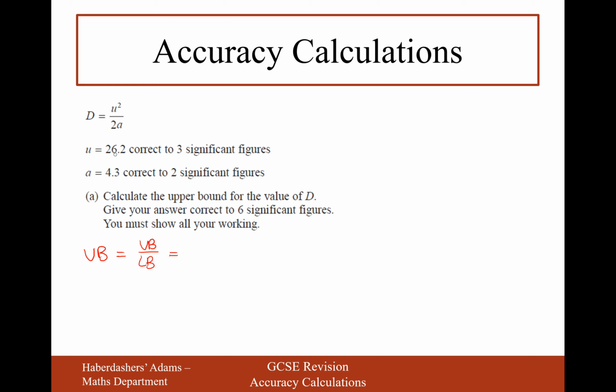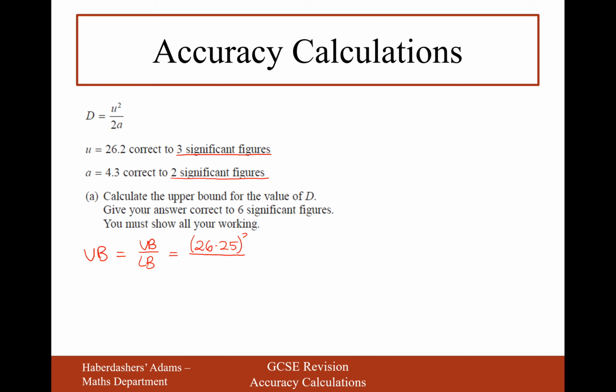So, the upper bound of 26.2 correct to 3 significant figures will be 26.25. That will be the upper bound for the top number. When it's to 3 significant figures, we always have to go to 4 significant figures, making sure the fourth one is a 5. And virtually the same for this one here. If we want 2 significant figures, we have to write down 3 significant figures and then make sure the third one's a 5. So in this case we want the lower bound of this number, so that's going to be, oh sorry, we need to square the u number, don't we?